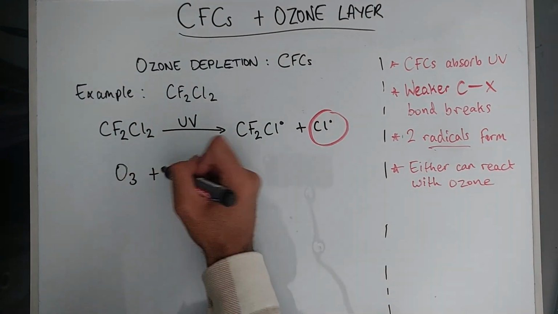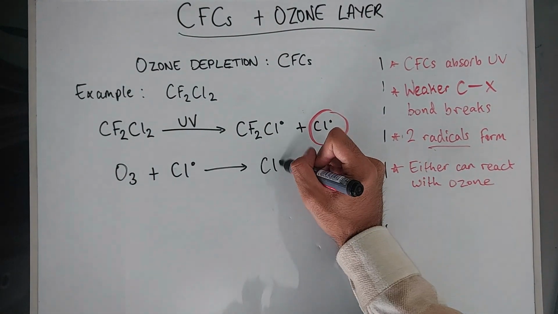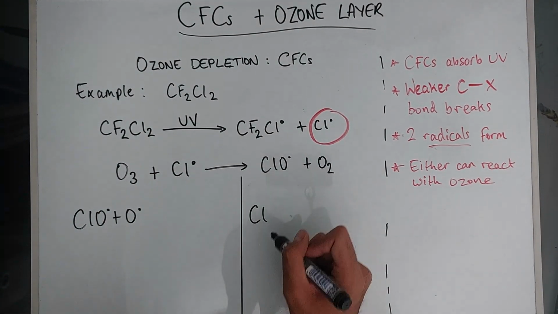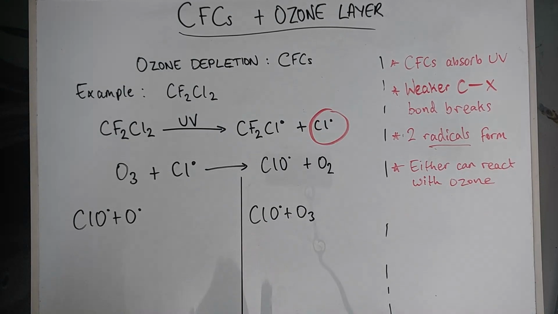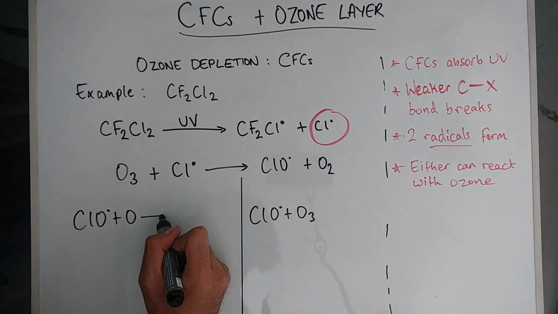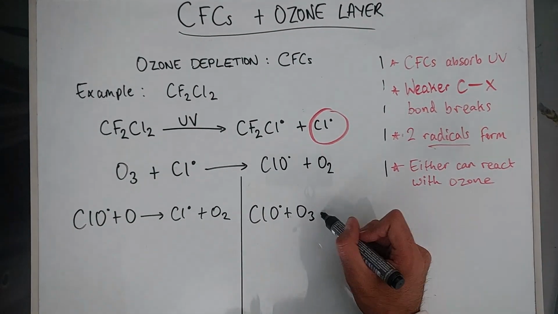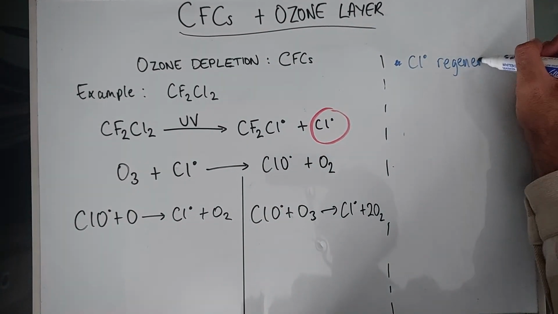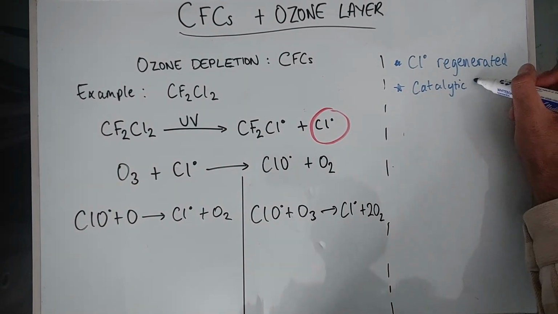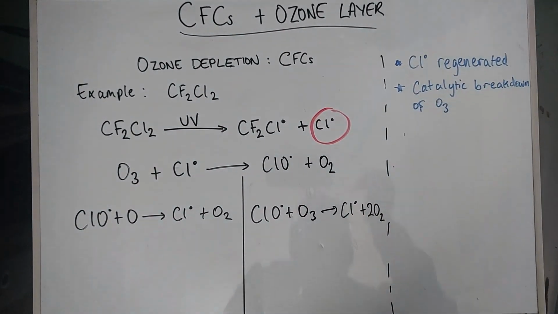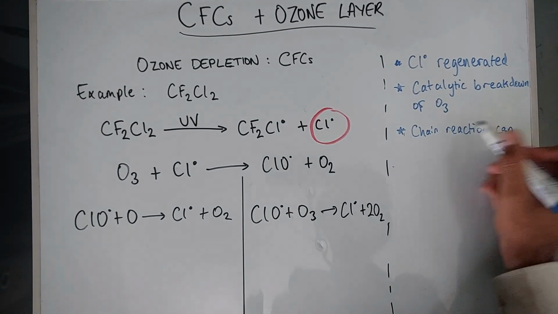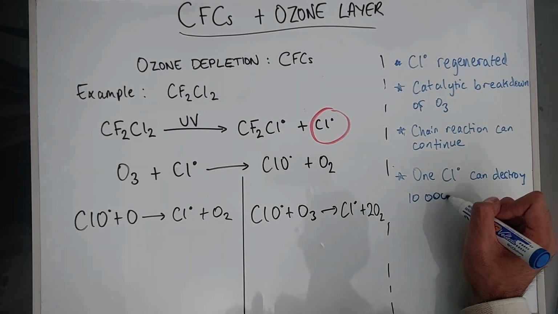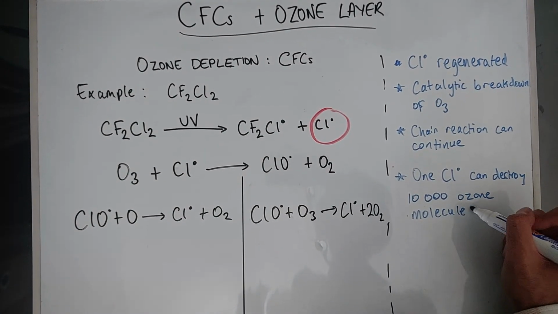The chlorine radical reacts with ozone and takes an oxygen from ozone, leaving us with ClO radical and an oxygen molecule. That ClO radical can either react with an oxygen atom or ozone to form a Cl radical and oxygen molecule. The regeneration of that Cl radical means two things. One, it's a catalyst, so we can call this a catalytic breakdown of ozone, and two, the radical can continue to destroy ozone molecules in a chain reaction. One chlorine radical can destroy about 10,000 ozone molecules before it's removed and forms a stable compound.